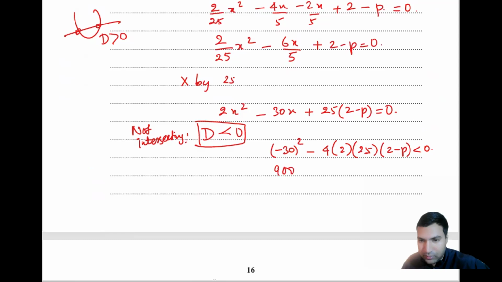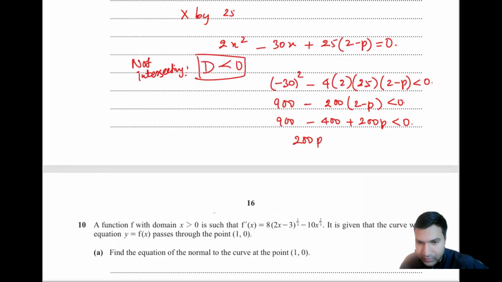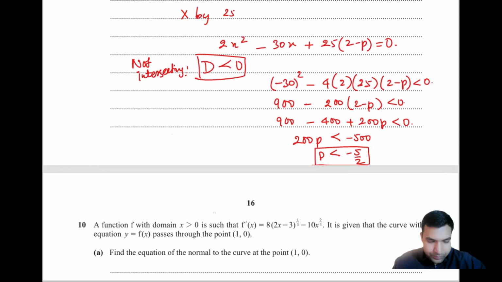So this is 900. This becomes minus 8. 8 times 25 is basically 200, isn't it? Times 2 minus p is lesser than 0. If I open this, 900 minus 400 plus 200p is lesser than 0. And therefore, I can say 200p is lesser than negative 500, or p is lesser than negative 500 by 200, which is negative 5 by 2. So that is the set of possible values of p. Okay, I hope it is clear to you. So p should be lesser than negative 5 by 2.